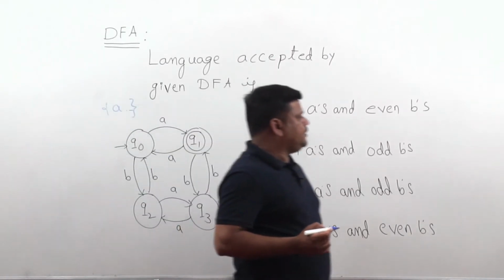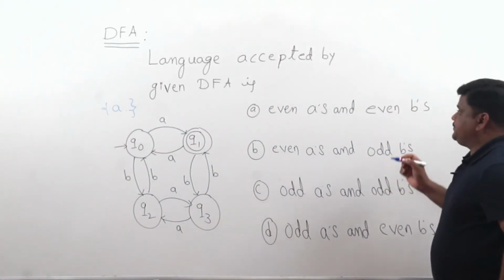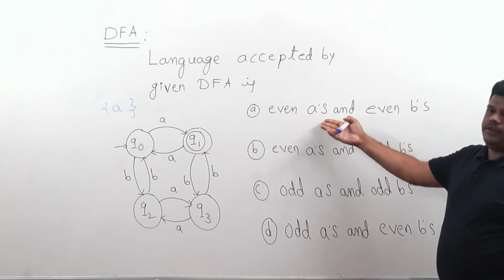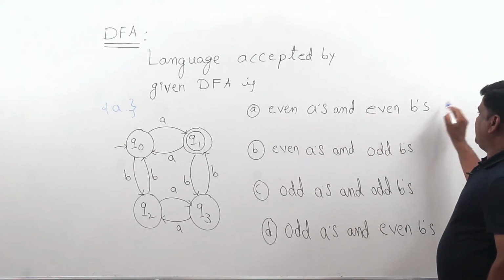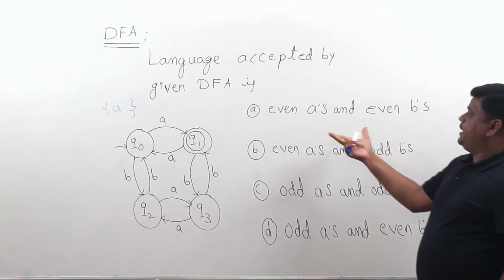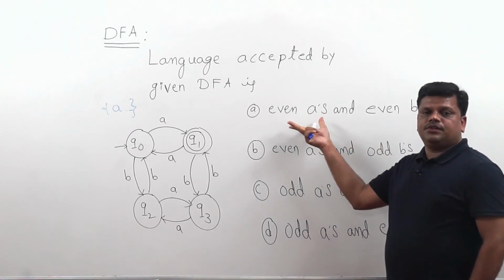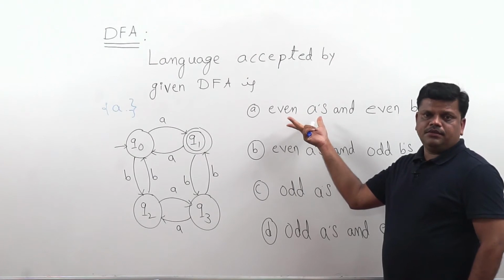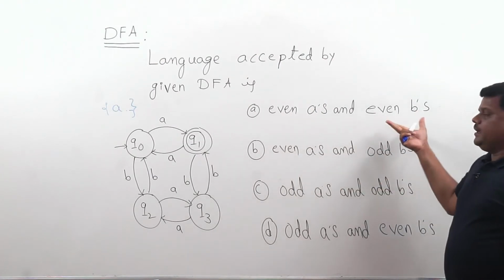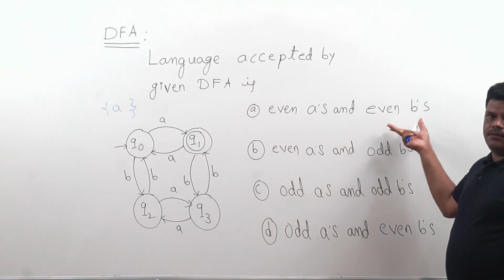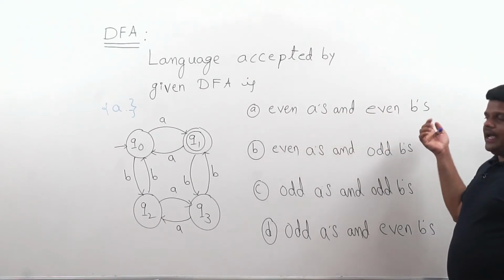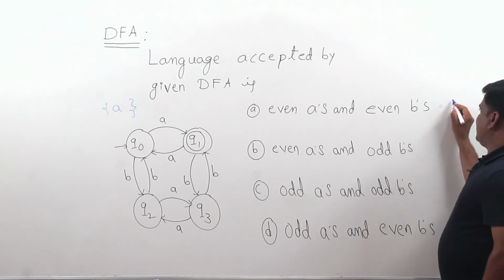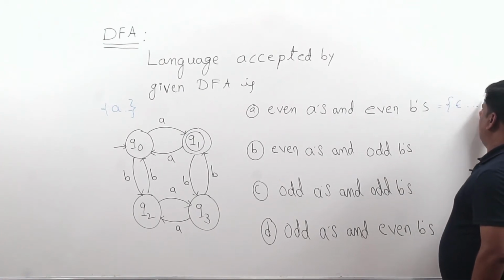Come to these options here. The first option here saying that even A's and even B's. In even A's, even B's in this language, what is the minimum string? We'll see. Even number of A's means 0 number of A's. 0 number of A's means epsilon. And even number of B's means 0 number of B's means epsilon. So epsilon and epsilon, hence in this language minimum string is epsilon.